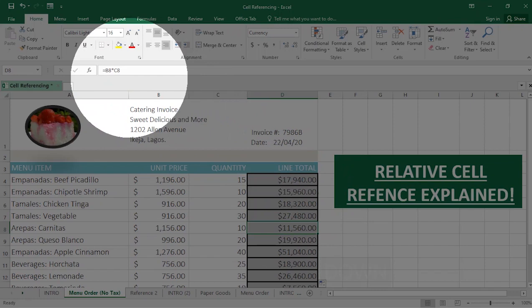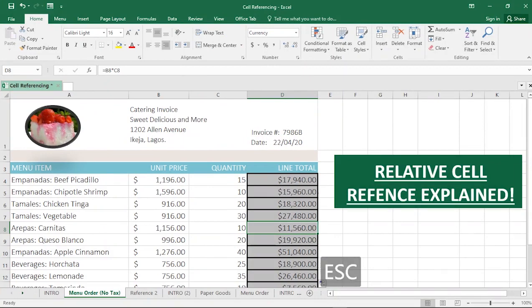These formulas change because these cells have been referenced relatively. So B8 is relatively cell referenced and C8 is relatively cell referenced. Whenever they are used in a formula, they change when this formula is copied down a column or across a row. Hope this helps.